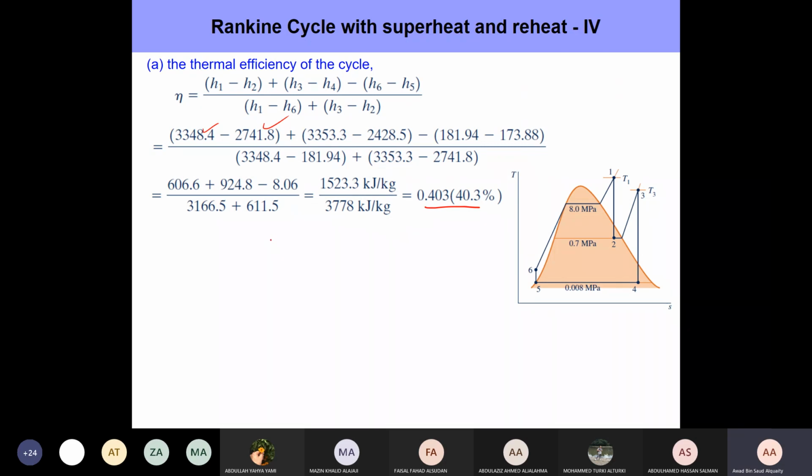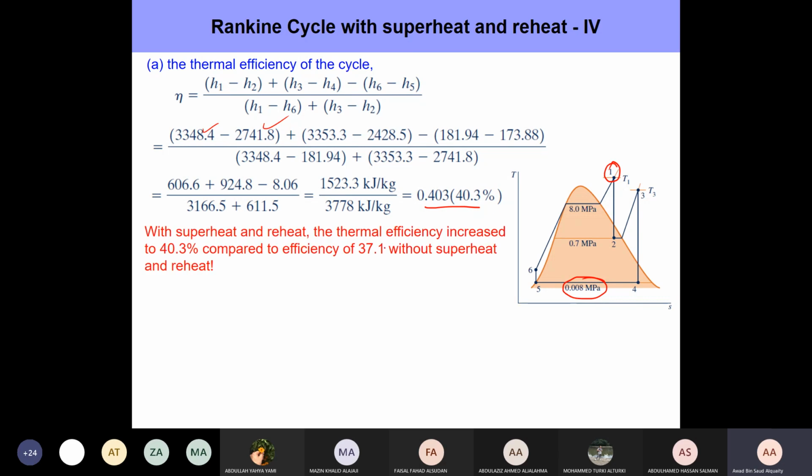All right, and now, as I mentioned before, the temperature and pressure at state 1 is exactly the same as the one that we had for the simple Rankine cycle, and the condenser pressure is also the same. If you compare this one with the simple Rankine cycle, where we did not have superheat and reheat, the efficiency was 37%.